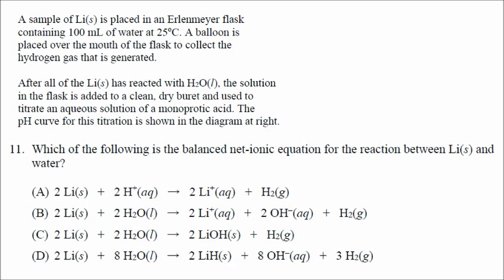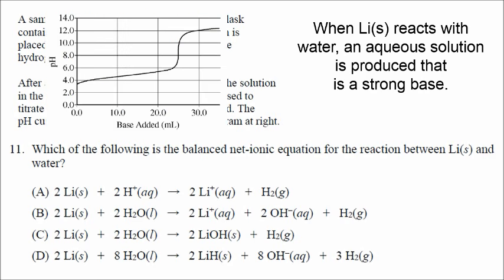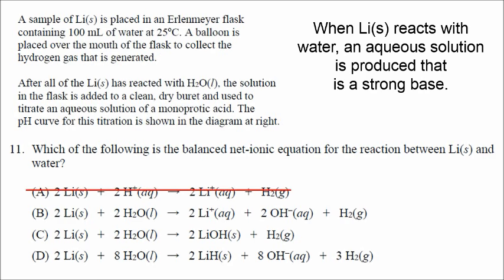In number 11, we know that lithium reacts with water, and it's going to produce a solution that is a strong base. So therefore, choice A cannot be correct because lithium is reacting with an acid solution. We know that lithium reacts with water to produce hydroxide ions, but it should be a solution. There should not be any precipitate. So we can eliminate choices C and D. The correct answer is B.